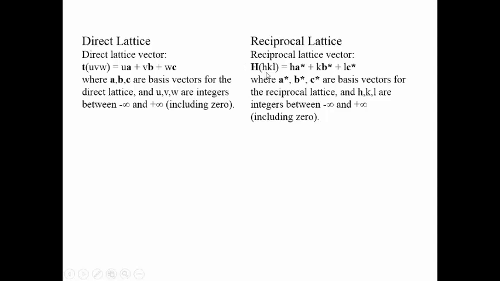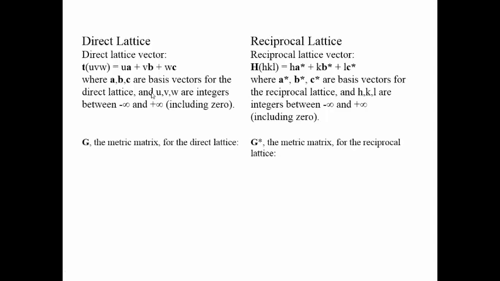Now, this is kind of strange. You'd sort of expect to see a star in it. I would like to have a star there. Personally, I would put a star there. But we're following the International Tables, so it's H of H, K, and L is equal to this expression, where the H, K, and L run over the indices from -infinity to +infinity, including 0. Similarly, the U, V, and W does the same thing.